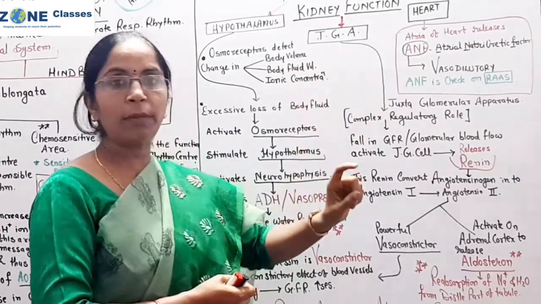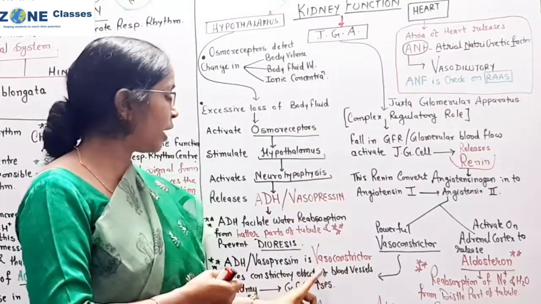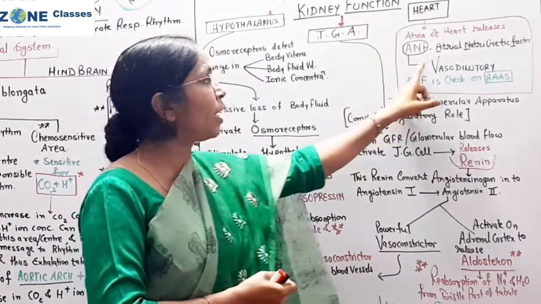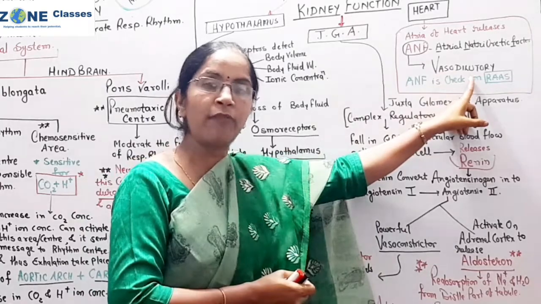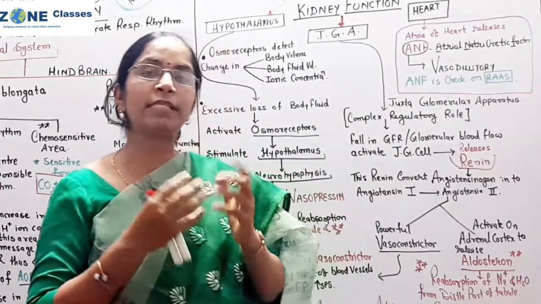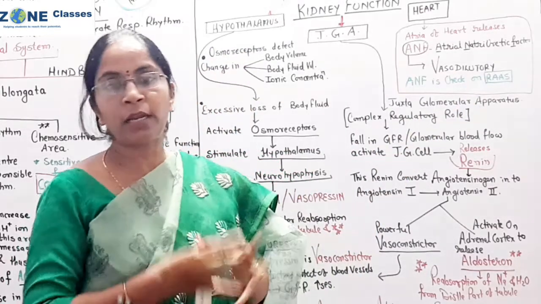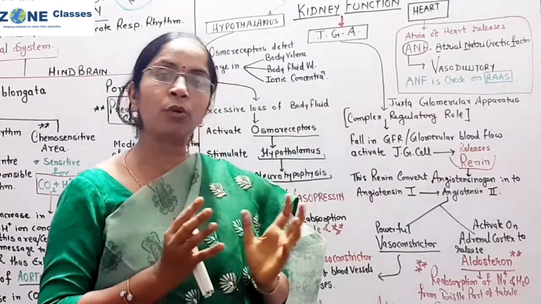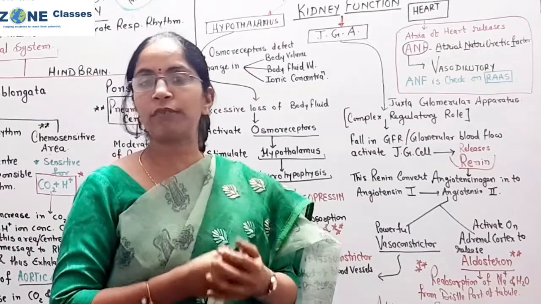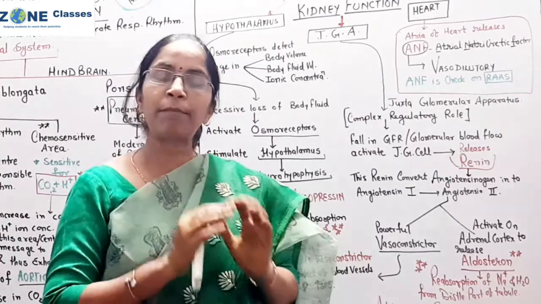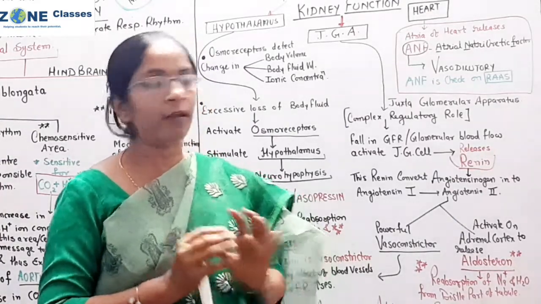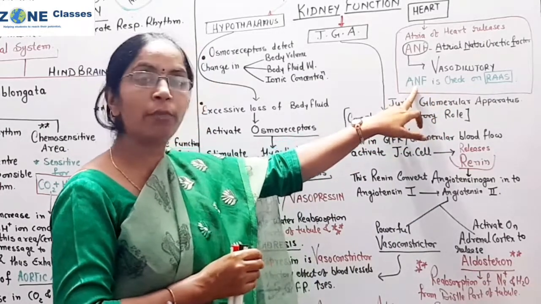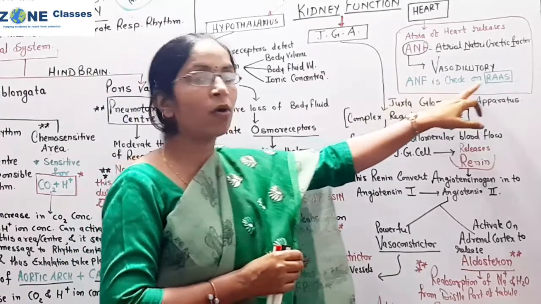And ANF, you remember, acts against vasopressin and angiotensin 2; ANF is vasodilatory in function. That means the vessels which were to be constricted start to dilate under the influence of ANF, and the blood pressure which was to increase comes to the normal level. So this part you remember. This statement also you remember: ANF is a check on RAS.